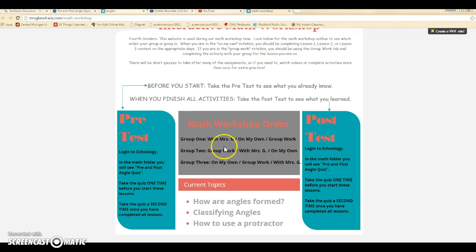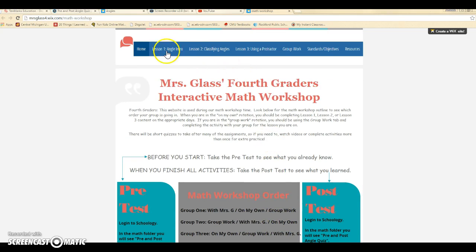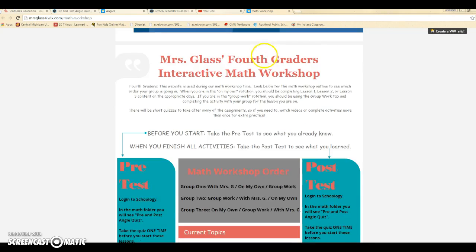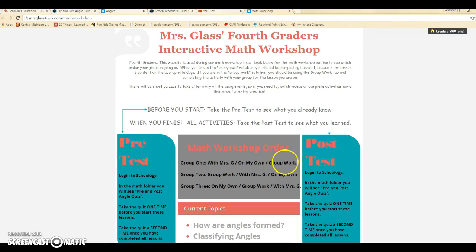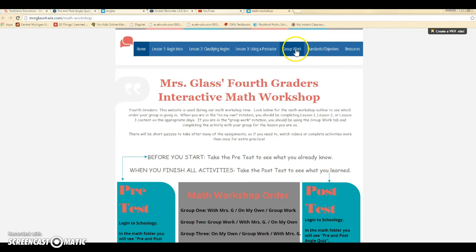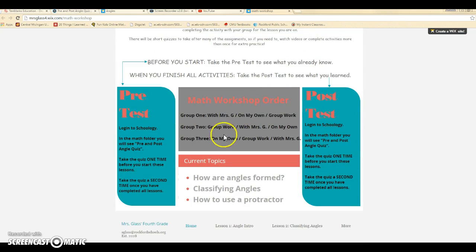So with their individual work on their own, they would be working on these 3 lessons. And then if they're in the group work rotation, they would be working on the group work tab. And then with me, they would not be using this resource.